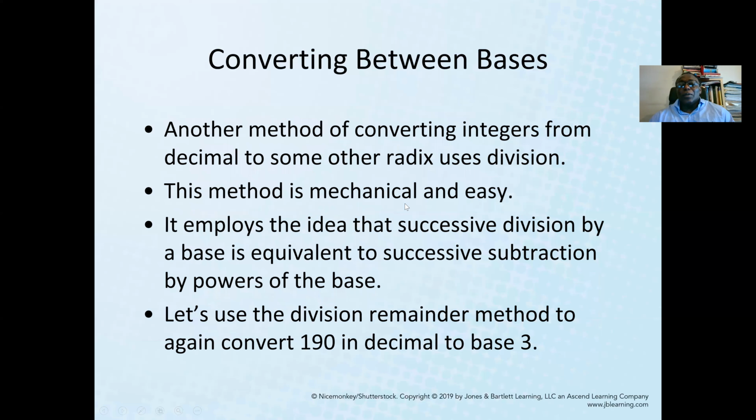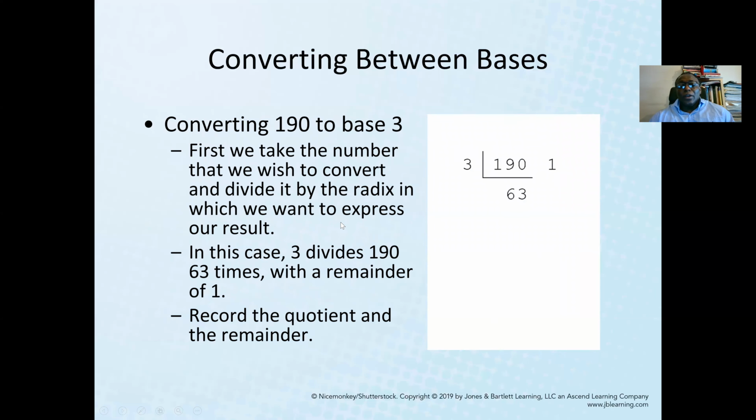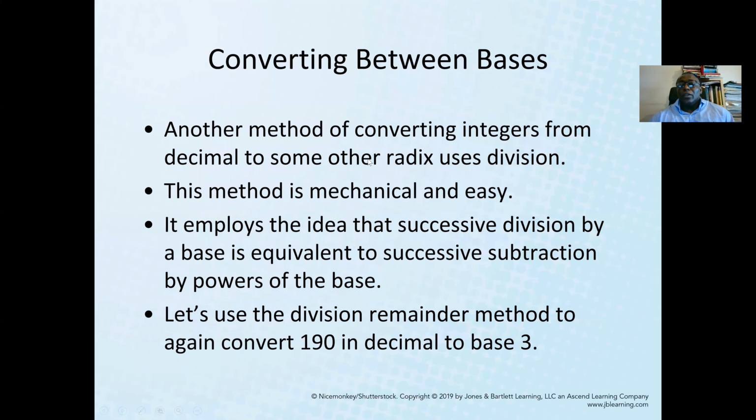Let's go to another example. Another method of converting, this is the method for decimal. We'll see the example right now. Decimal to, again, base 3. We are using the same thing. Another method of converting an integer from decimal to some other radix. But here we are using the same base 3. Again, the next example is 190 decimal, the same example we did.